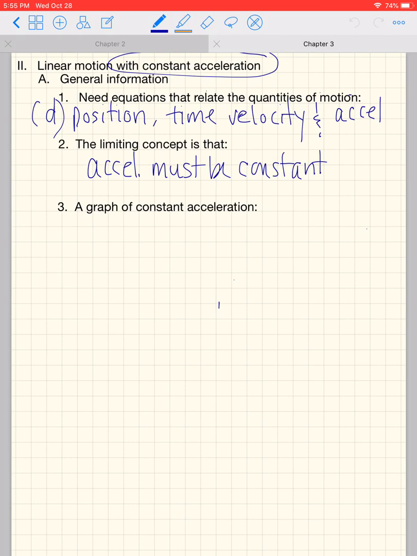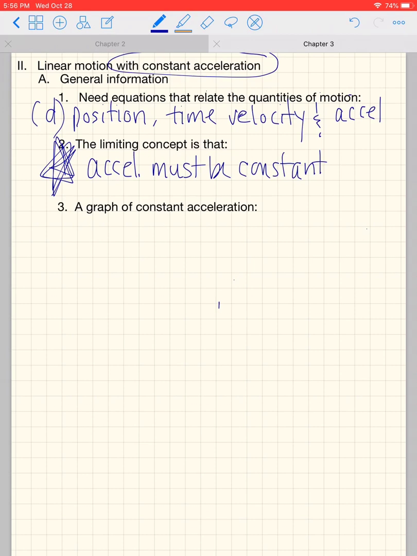The limiting concept is that acceleration must be constant. And they'll make a big deal about this in these equations. It actually takes calculus to try to solve problems of this type when you have a changing acceleration. Acceleration must be constant. And you'll read that over and over and over again in these problems.